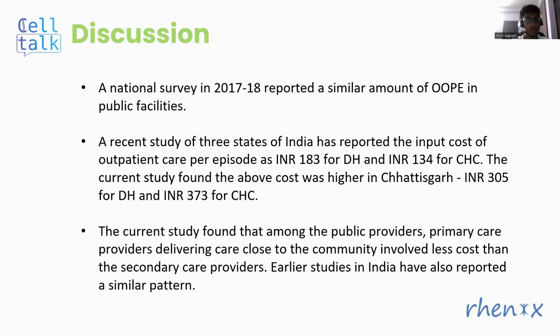The current study found that among the public providers, primary care providers delivering care close to the community involved less cost than the secondary care provider. Earlier studies in India have reported a similar pattern. This suggests that organizing primary care close to where people live can help bring down the cost for government and patient.